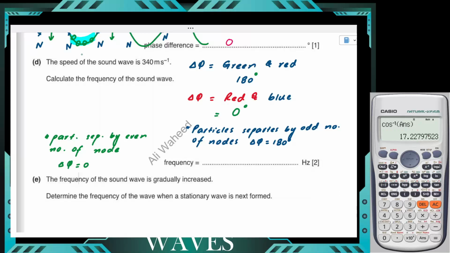What does that mean? If there are two particles and they don't have any node between them, that also means they are separated by an even number of nodes, because 0 itself is an even number. An even number is a number which can be divided by 2. 0 can be divided by 2 because two zeros are 0.